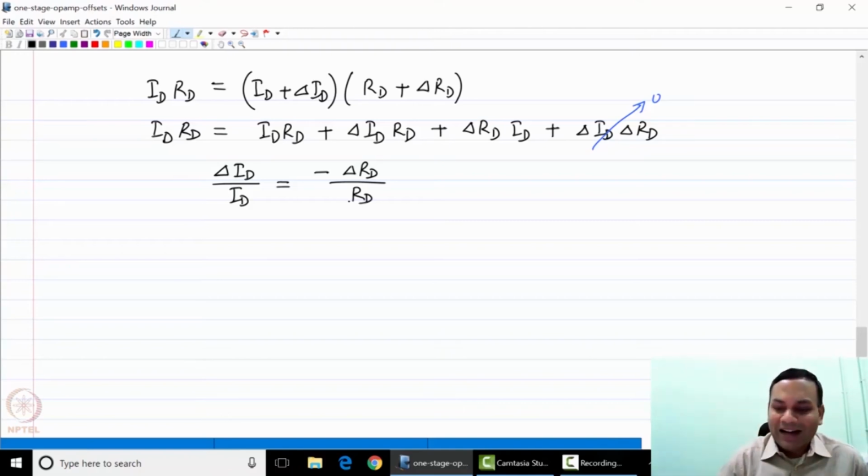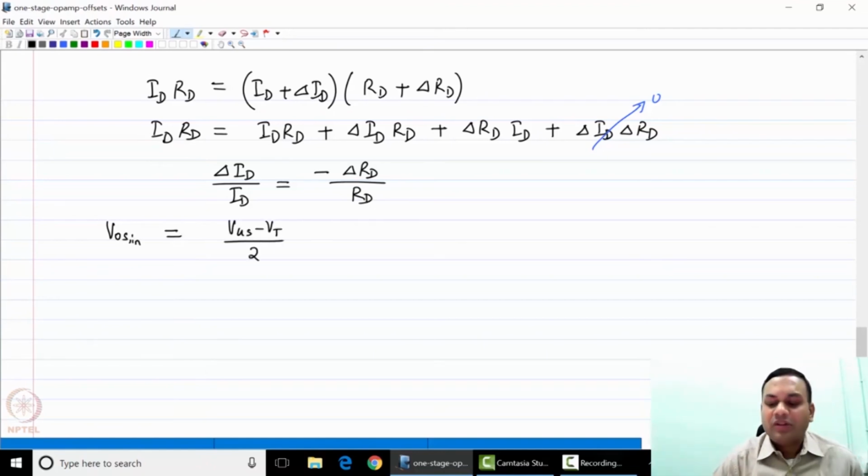So now let us go back and plug this in to look at the actual offset voltage of the differential amplifier. So clearly the offset voltage is this expression here.